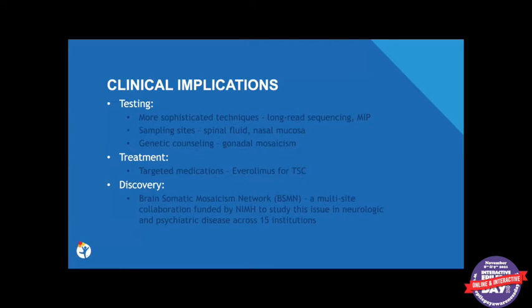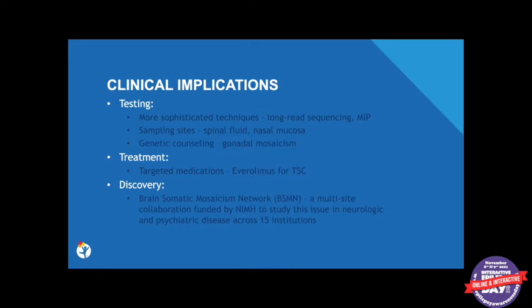So I think there's a number of clinical implications besides the one that I just went over. There are a number of more sophisticated techniques being developed to pick up this mosaicism, and I won't go into detail on all of those, just to say that they are in development. They are looking at additional sampling sites. Again, we talked about how you may not find things if you look in the blood, so we should look in skin samples in the cheek.